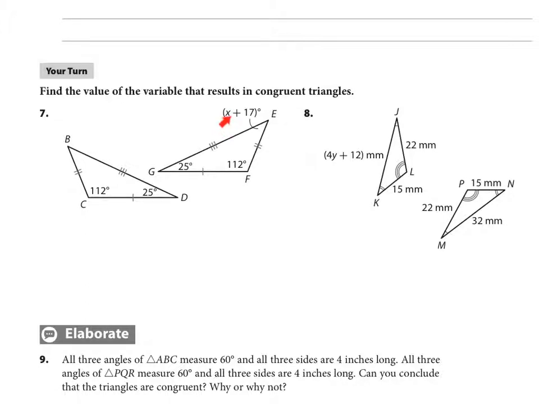The variable in number 7 is x, and it's this angle right here. X plus 17 is this angle. So what does that correspond to? It corresponds to angle B. So those are congruent. So I'm going to put a little mark here at E and one at B. Because G is congruent to D, and then F is congruent to C.